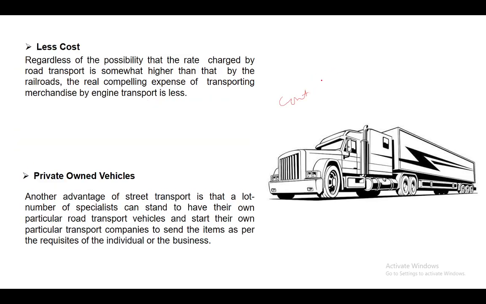It also requires less cost to construct, less cost to operate, and less cost to manage the whole thing if we compare it with the railway as well as with air transportation. Road transport is the only privately owned vehicle mode, okay? But we cannot use the railway, air or water through privately owned vehicles most of the time. The percentage may be 1 or 2%. So road transport gives freedom to each and everyone.